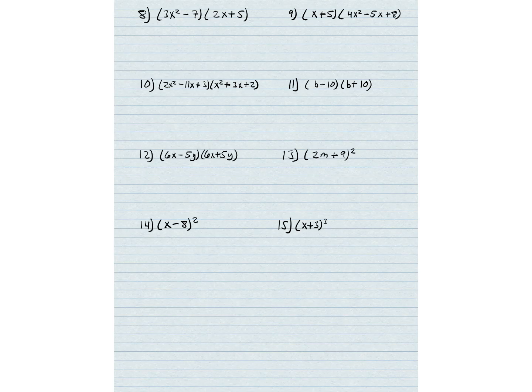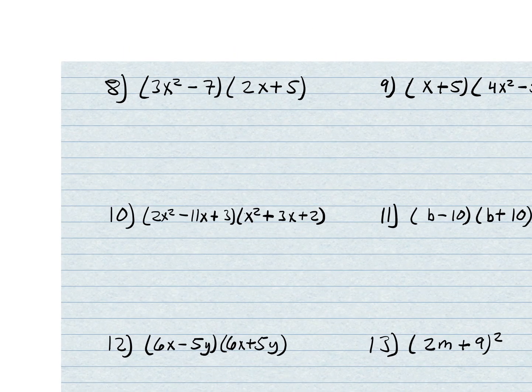So let's finish up this page. There's 8 more problems on multiplying polynomials. So let's just try one more foiling problem. In this example number 8, we have 3x squared minus 7 times 2x plus 5. Here we're just going to FOIL, same as before.